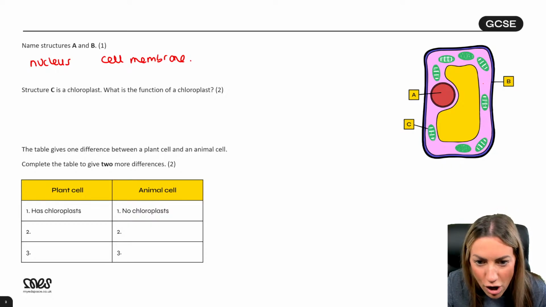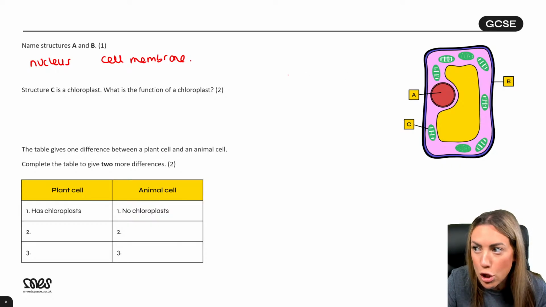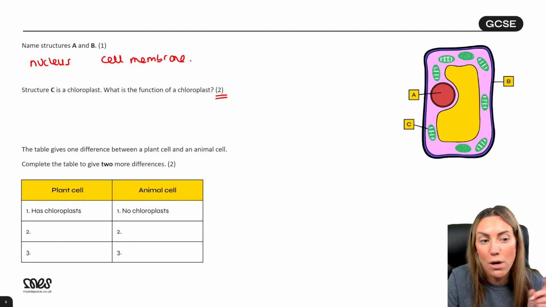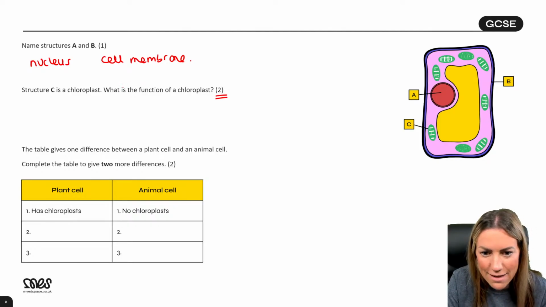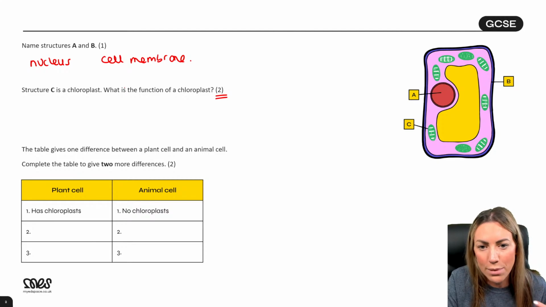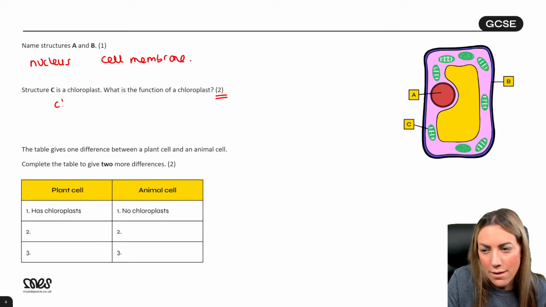What is the function of a chloroplast? 2 marks though, guys. So always look tomorrow at the number of marks a question is worth. Super important. So you need to say 2 things here. Okay, Eva says absorbs light energy for photosynthesis. Eva, what do chloroplasts contain? Because we should get that down as well.